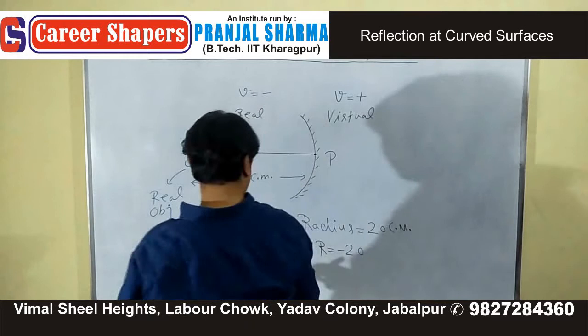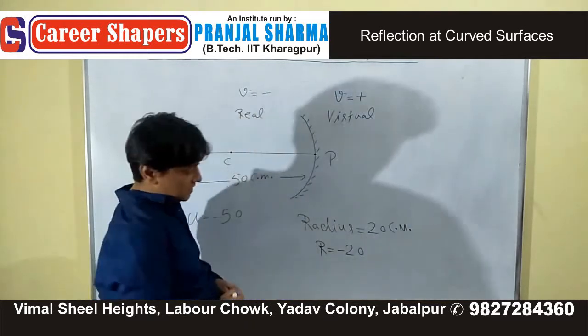Now let's write down the focal length. R is minus 20.